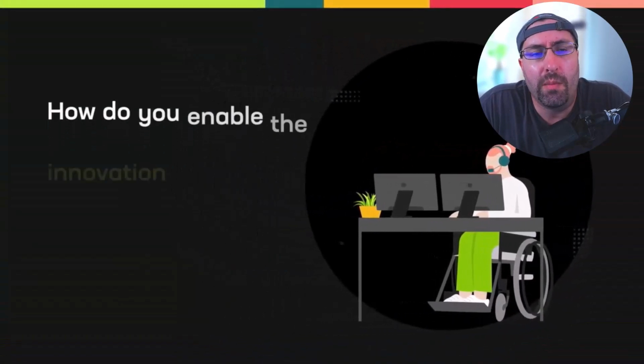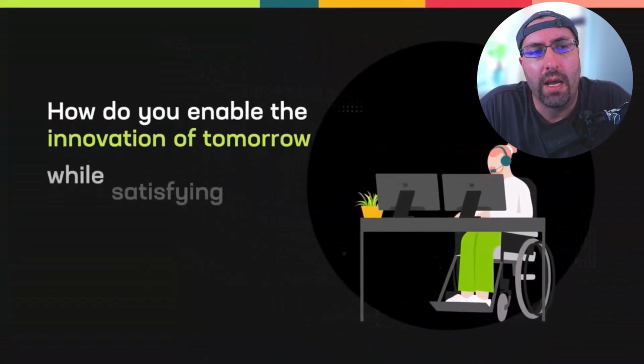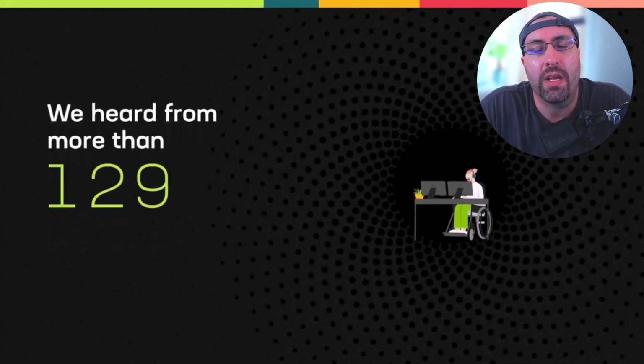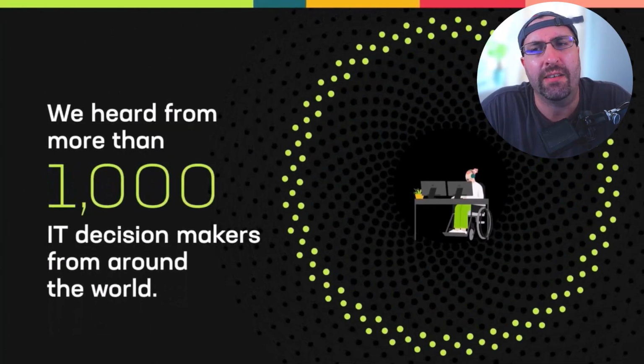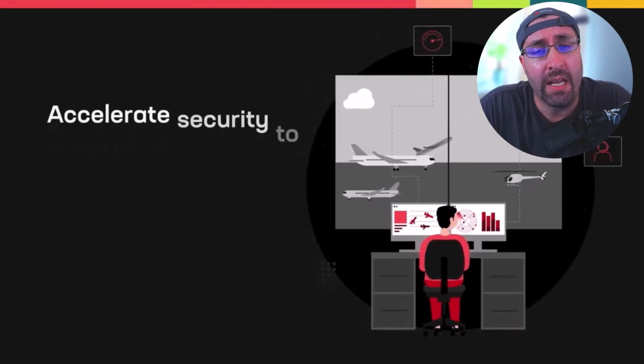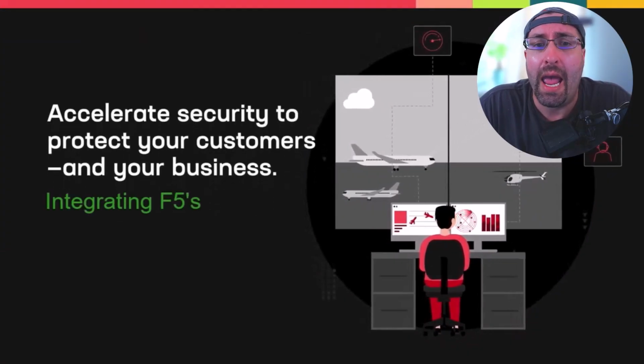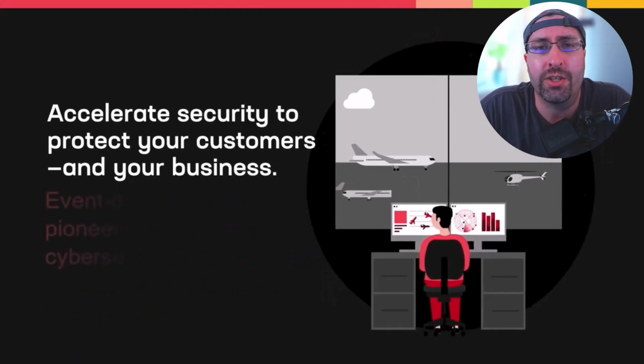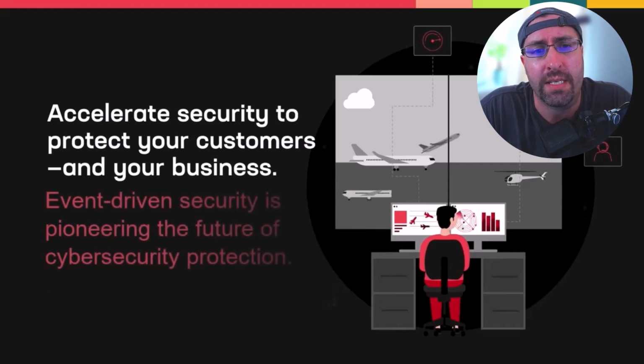So let's talk about proactive event-driven security. In the realm of modern cybersecurity, staying ahead of threats requires a proactive approach that goes beyond traditional and reactive methods. The combination of F5 Big IP's advanced web application firewall and event-driven automation with Ansible Automation Platform is helping our joint customers in achieving this proactive security stance.